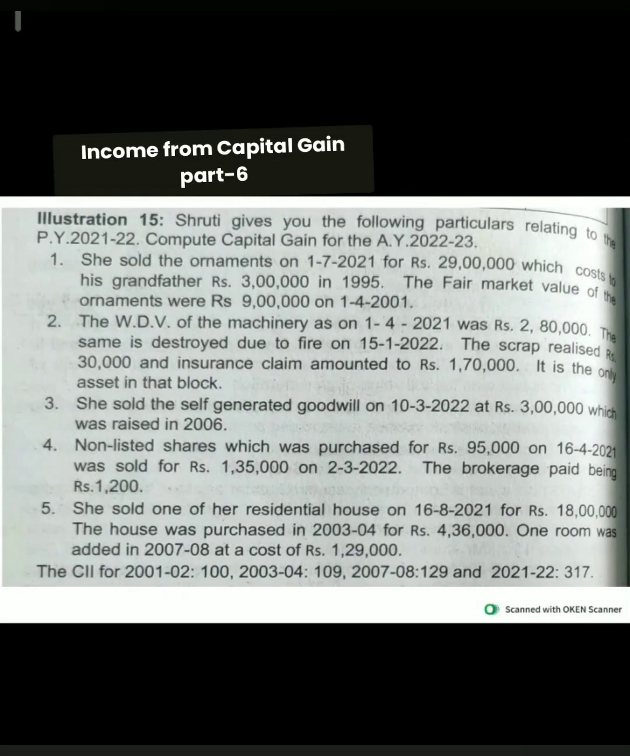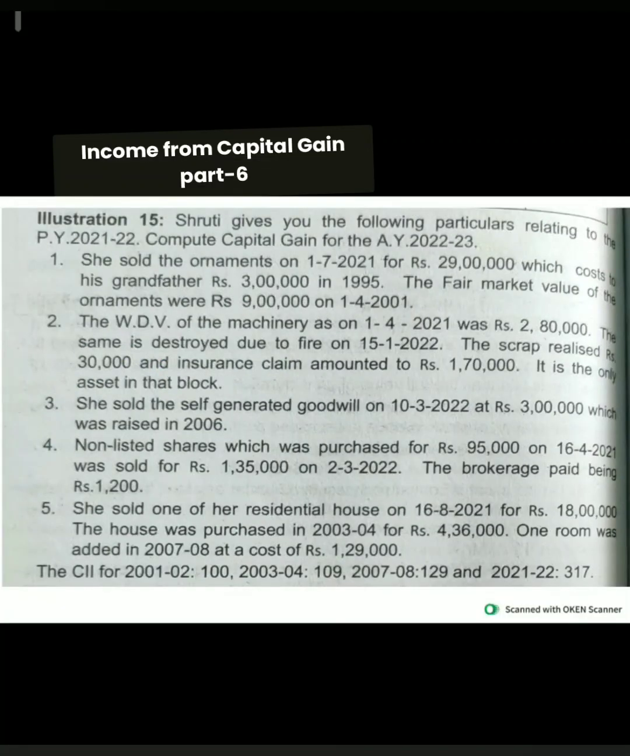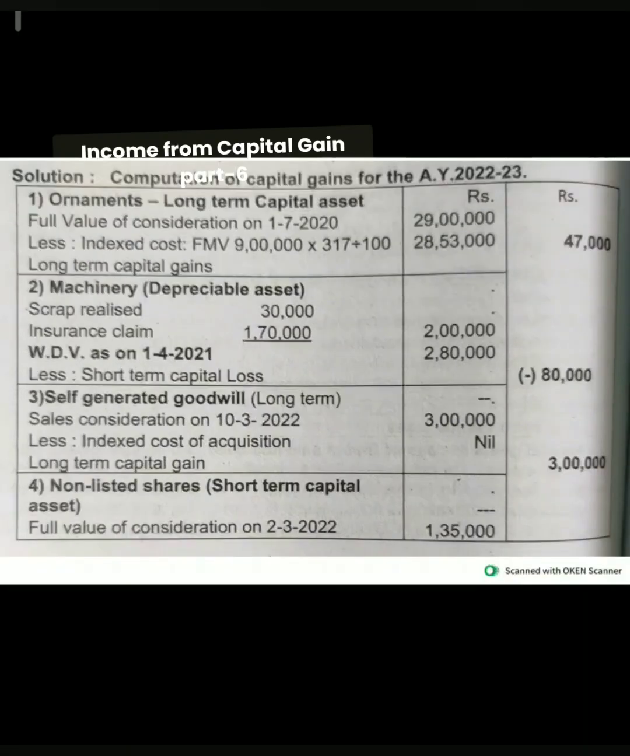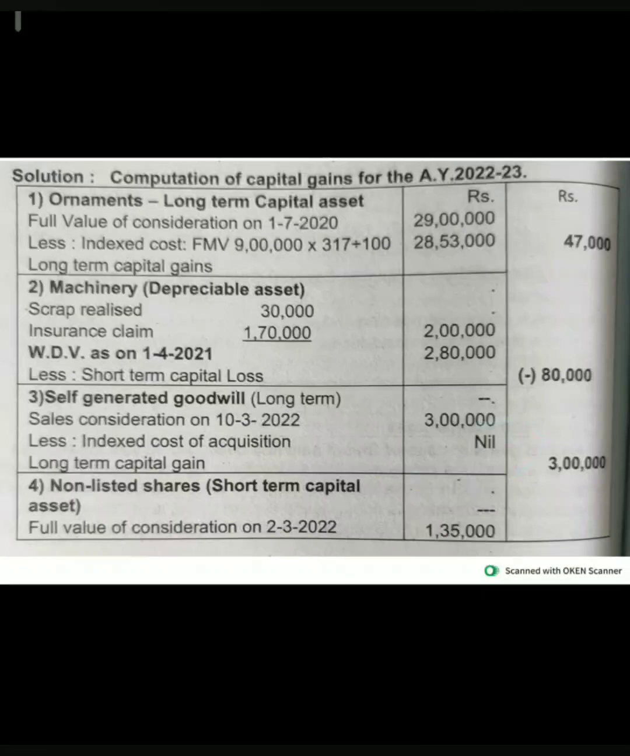Then the third one: sold self-generated goodwill on 10/3/2022 at rupees 3 lakh, which was raised in 2006. If the asset is self-generated, then the cost of acquisition and indexed cost of acquisition is always nil. So the full 3 lakh is the taxable amount, and it is long-term capital gain.